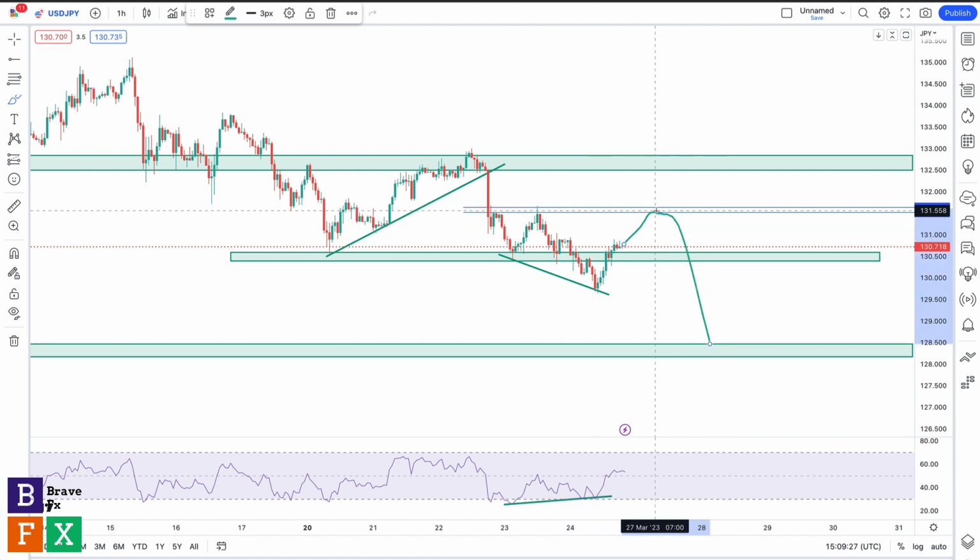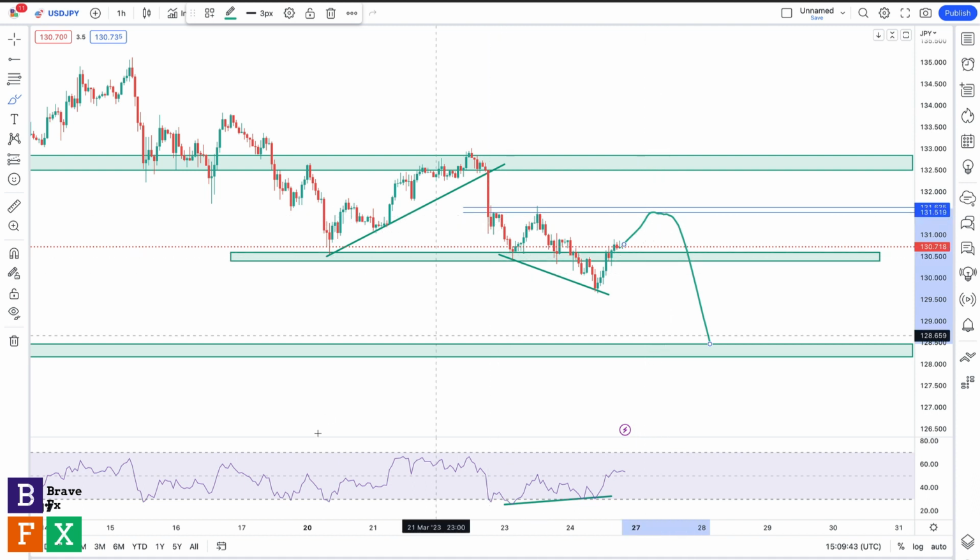At this level, I'm going to wait for something like a bearish engulfing candle. So you can see what we had over here. You can see this red candle totally engulfed this green candle. So this would be a signal to go short if it happens at this area of value. So this is something I'm going to watch out for in order to take advantage of this bearish move on USD-JPY.